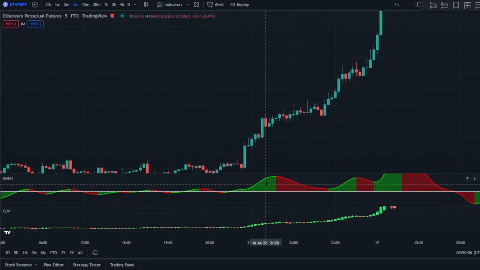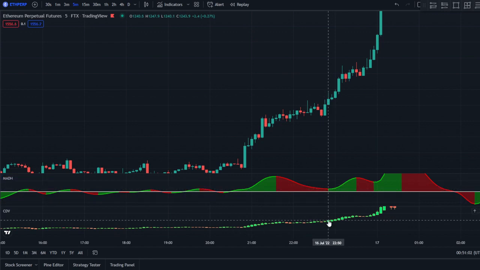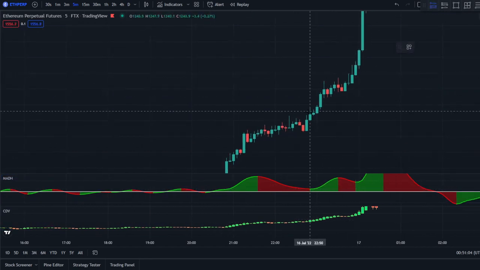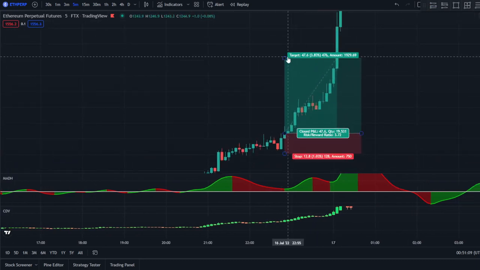You can see that it turns from green here to red, and this is your second signal to go long. And we look at the CDV, that is green as well, so we enter the position on this candle. So we will put a stop loss right below, and we'll take a 1:1, the same thing.